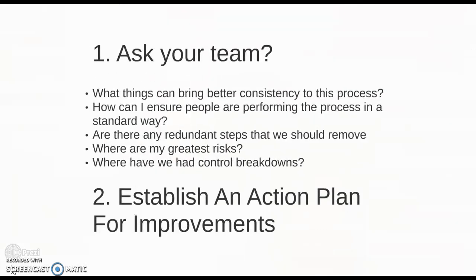If you're still struggling with improvement ideas, ask your team some of these questions. What things can bring better consistency to the process? How can I ensure people are performing the process in a standard way? Are there any redundant steps to eliminate? Where are my greatest risks, and where do we currently have control breakdowns? The answers to these questions are going to give you a list of improvement opportunities. And when you have them, your next step is to establish a detailed action plan to help implement those improvements.